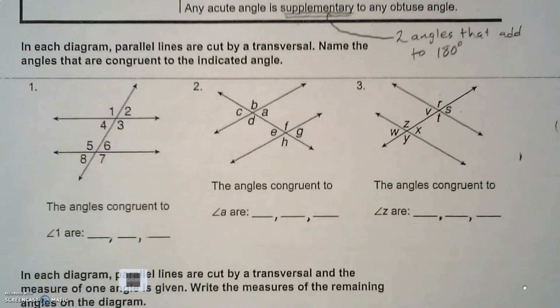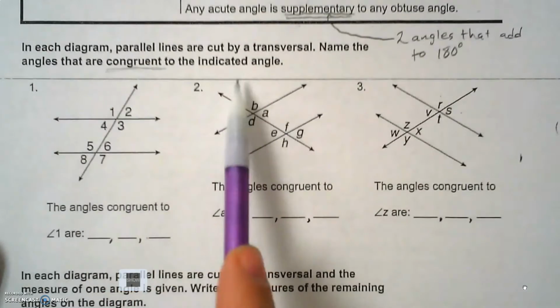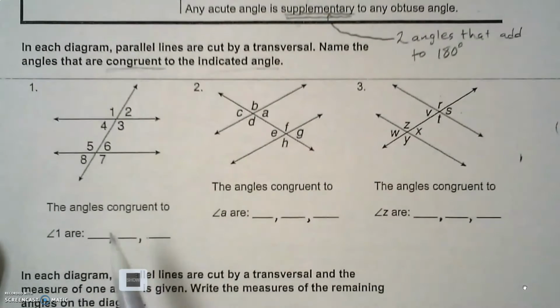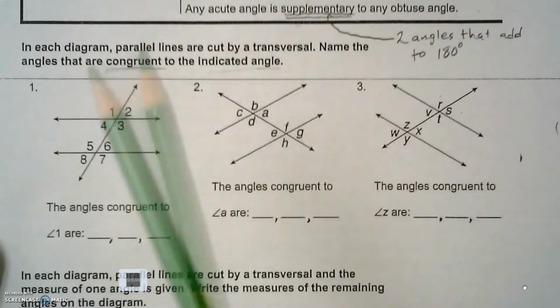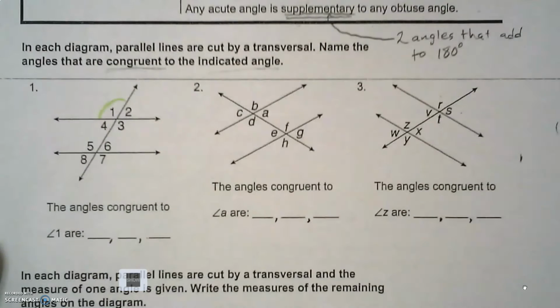And all we have to do is name the angles that are congruent to, see up here, name the angles that are congruent to the indicated angle. The indicated angle is angle 1. So I'm going to use a color pencil here. So angle 1 is a big, obtuse angle. Look at that. Which other angles look like they're that big?